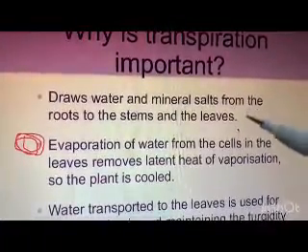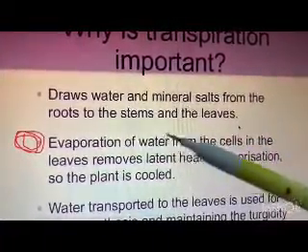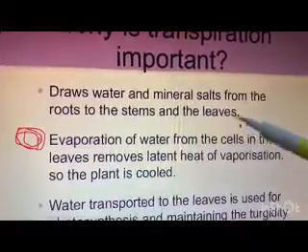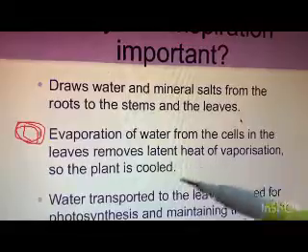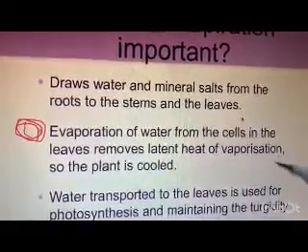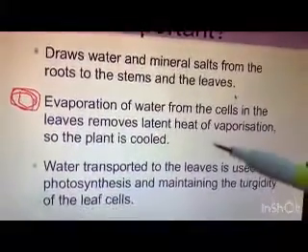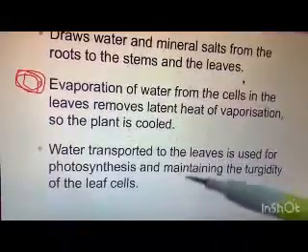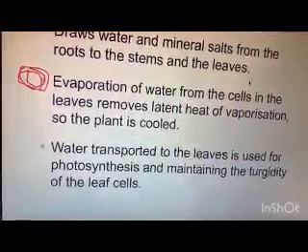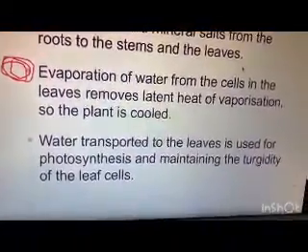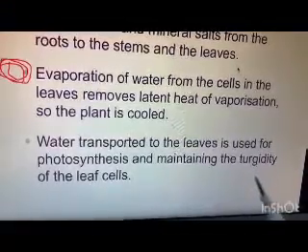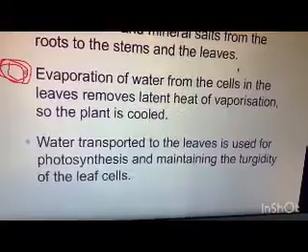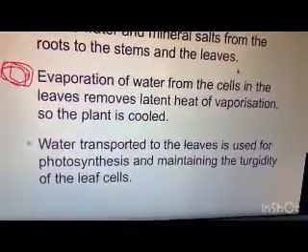It draws water and mineral salts from the roots to the stems and the leaves. Evaporation of water from the cells in the leaves removes latent heat of vaporization, so the plant is cooled. Water transported to the leaves is used for photosynthesis and maintaining the turgidity, the rigidness, the hardness, stiffness of the leaf cells.